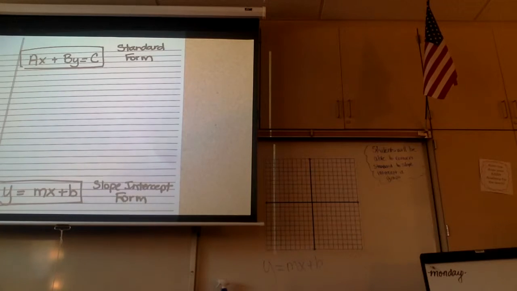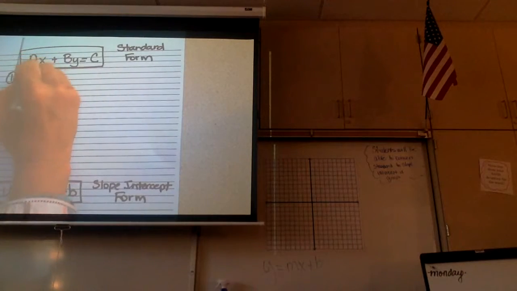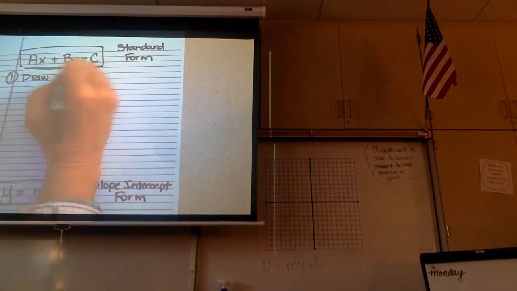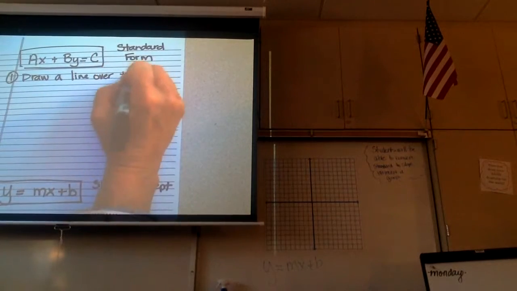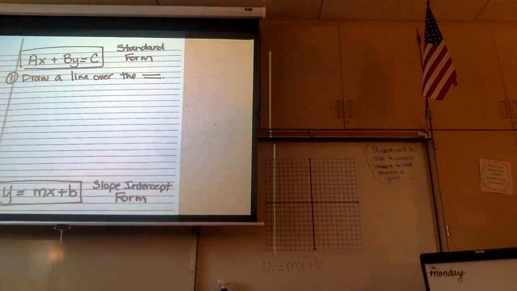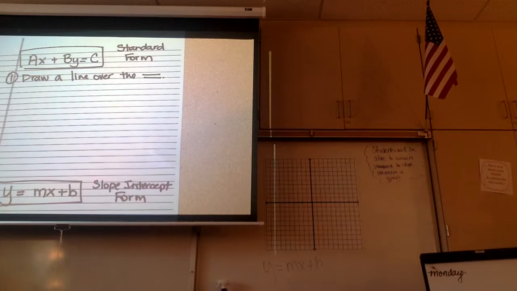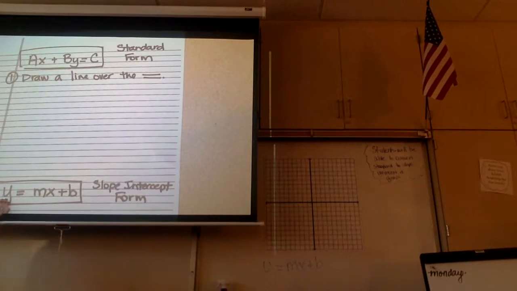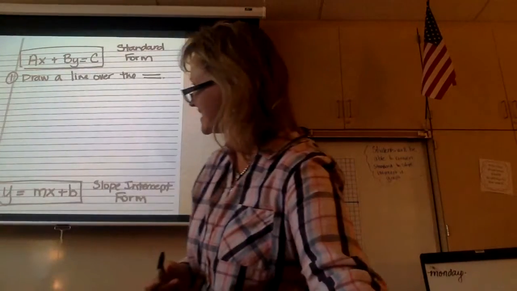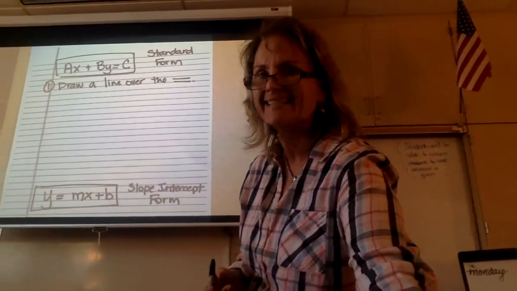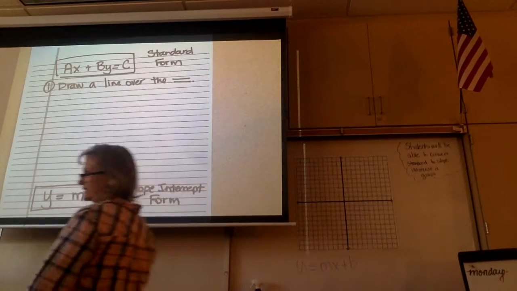All right. Here we go. Our first step is that we are going to draw a line over the equal sign. That's to give me a right side, left side. Remember, my goal is to get this y all by itself. When you get a number by itself, in fancy math terms, that's called isolate. We are trying to isolate the y to put it into slope-intercept form.